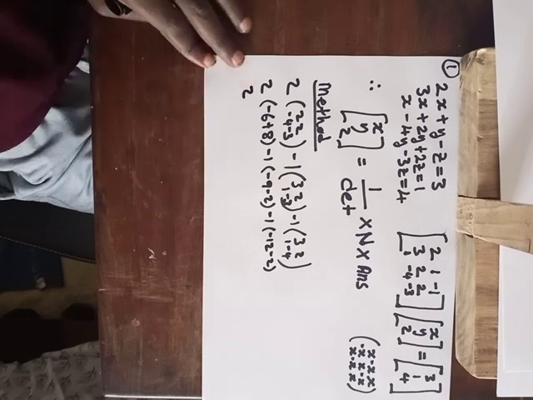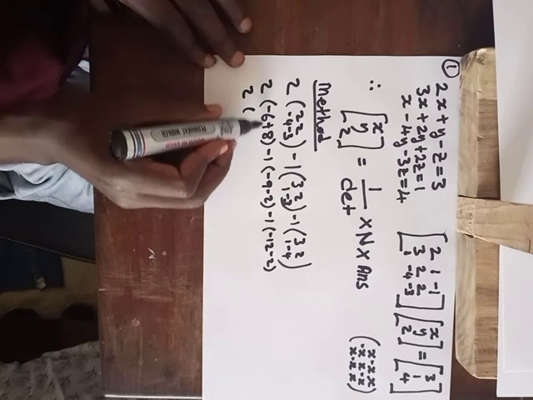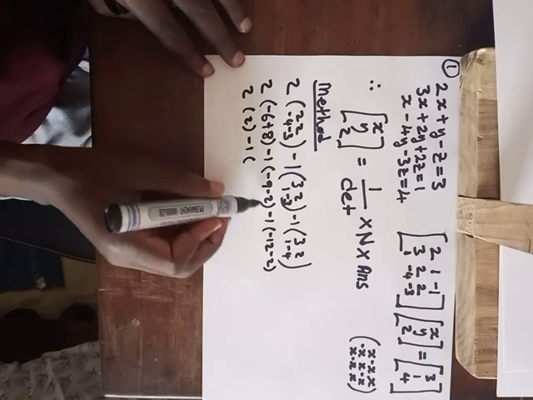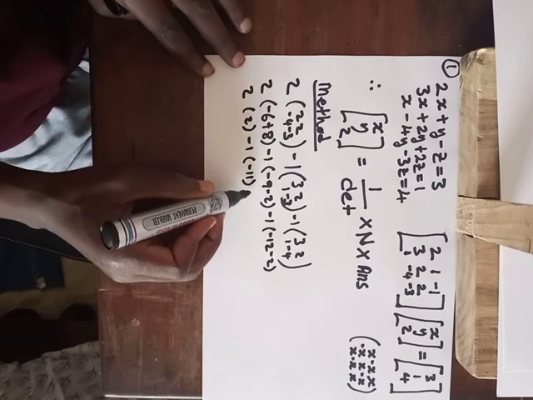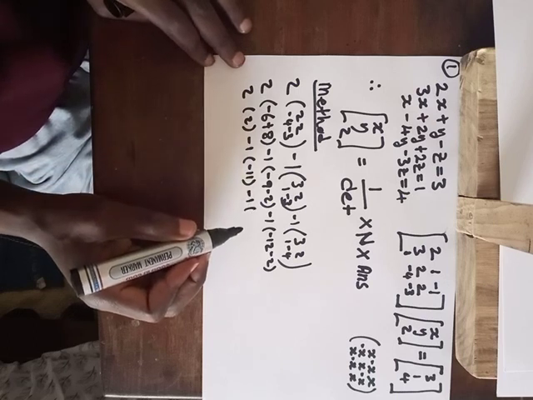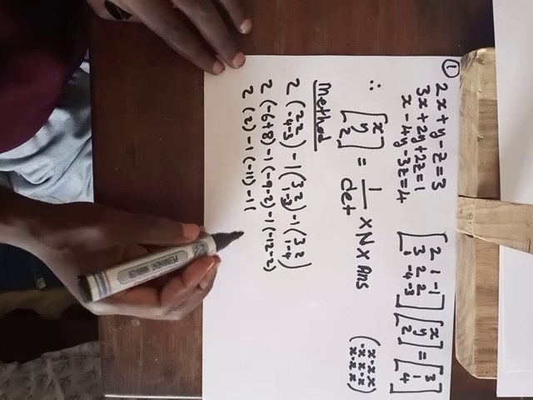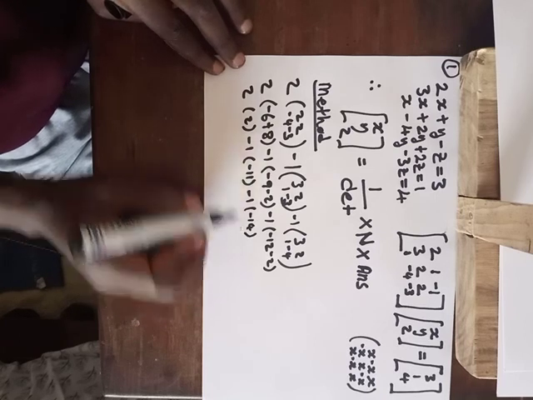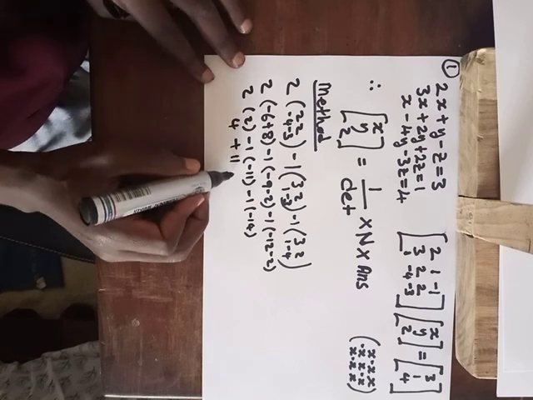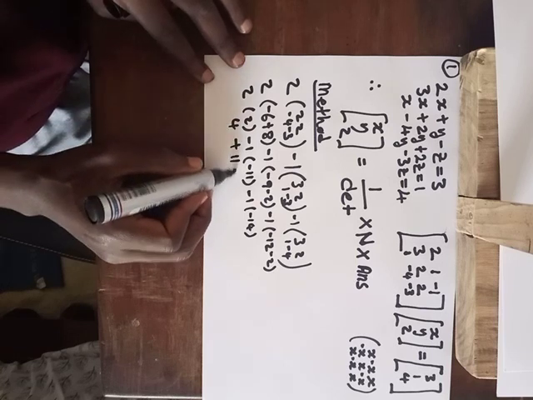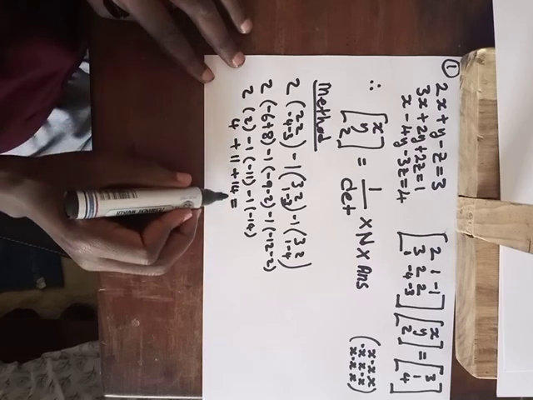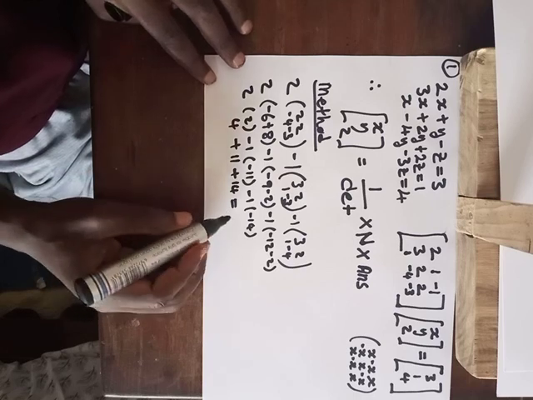So finally you'll get a 2, and then you get negative 6 plus 8, you get a 2, and minus 1, here you get your negative 11, here you have a minus 1, you get a negative 14. Okay, you simplify further, you get a 4, you get a positive 11, and then you get a positive 14. And when you add all these, 4 plus 11 plus 14, you get 29.